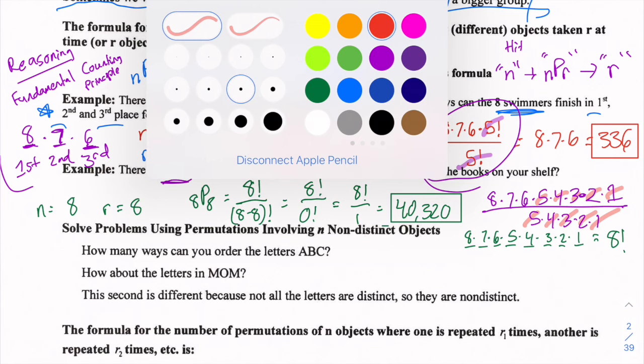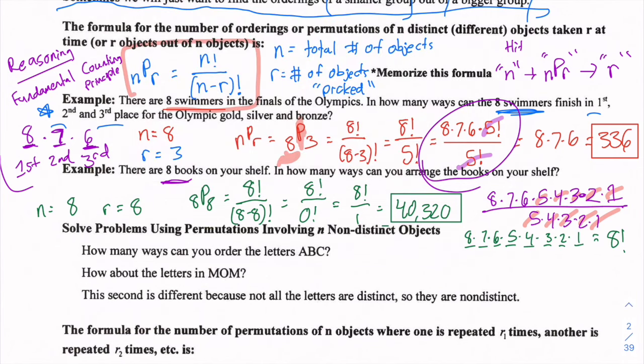Okay, so again, highlight this, box it. This is your official formula, which you don't necessarily have to memorize at this point. I know it tells you to, but if you know how to use this on your calculator, you're totally fine.